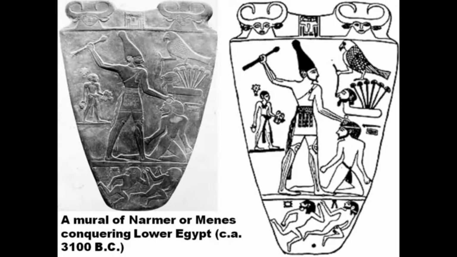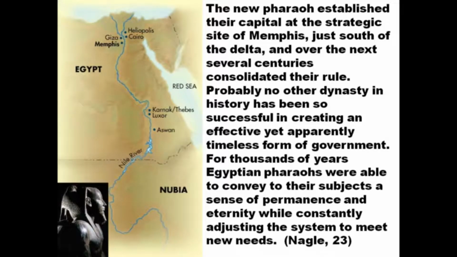Now we are getting back to ancient Egypt. This is a mural of Narmer or Menes conquering Lower Egypt. As we have just learned, Narmer or Menes united for the first time in ancient Egyptian history the two main kingdoms, Lower Egypt or the Delta and Upper Egypt. Narmer for the first time made Egypt one country. He united not only Lower and Upper Egypt, he also united the smaller states around the Nile River.